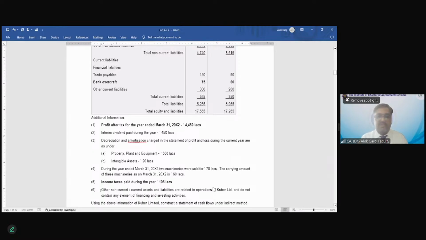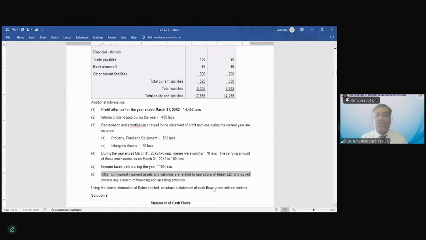Other non-current or current assets and liabilities are related to operations of Kuber Limited and do not contain any element of financing and investing activity. So it is written that other non-current, current assets and liabilities are completely operation related, right? Wherever you found the other non-current asset, other financial asset, other current asset, it says that it is 100% relating to operation. It is not related to the financing and investing activity. Very good. Using the above information of Kuber Limited, construct a statement of cash flows under indirect method.